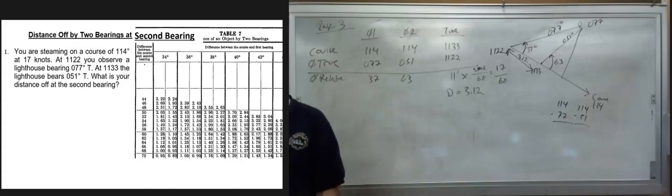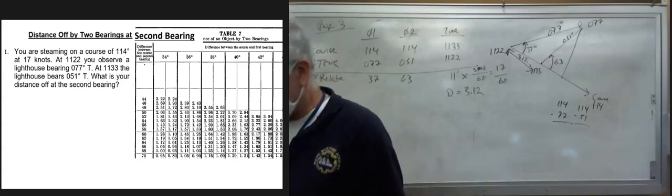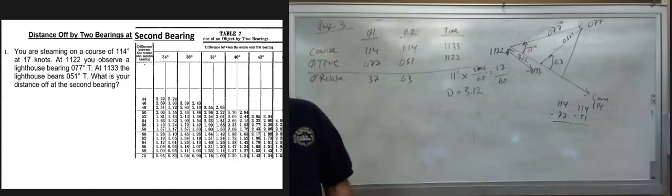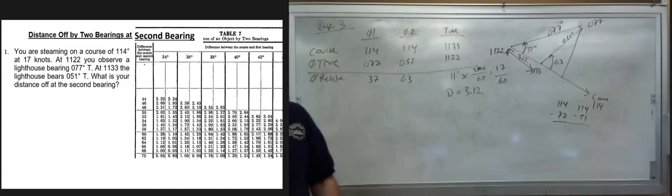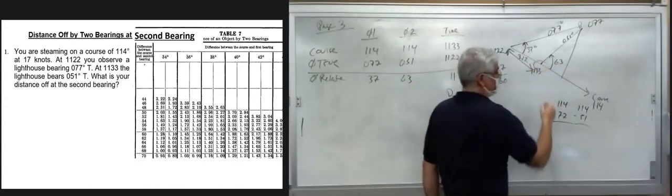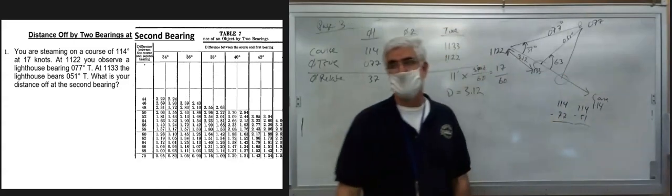Anyway, now here's the thing. This is going to blow your mind. How many columns are there for 34? How many columns are there for 36? Why do you think there are 2 columns? The numbers aren't the same. How many types of problems am I giving you here related to this table? There's distance off at second bearing, and there's distance off when abeam.